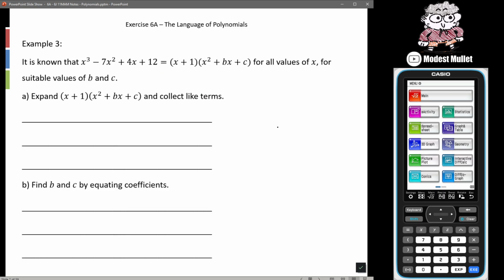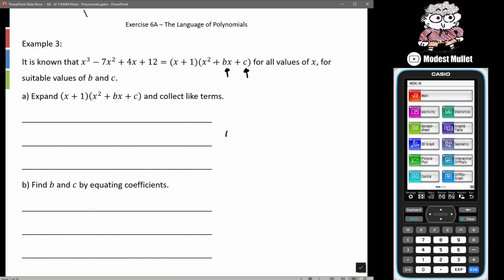So here's an example. It is known that x cubed minus 7x squared plus 4x plus 12 is equal to x plus 1 in brackets multiplied by that quadratic in brackets, which makes sense because if we have this x, we need to multiply it by an x squared to make this x cubed term. X times x squared is going to give me x cubed. Okay? And then the rest of it works out from there. We want to find what B and C are. We want to be able to figure out what that is and what that is. So how can we do that?